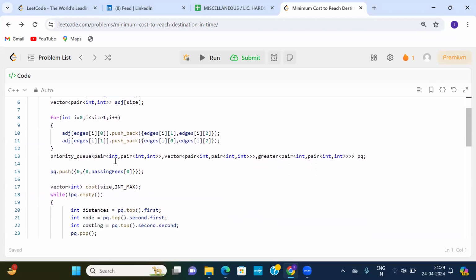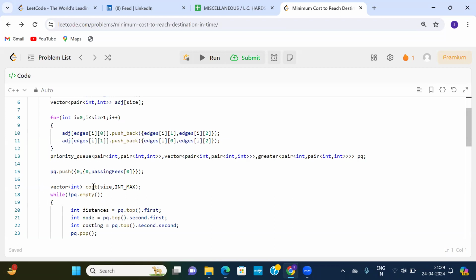In our min heap, we have maintained pairs. The main pair is where we are going to store three things in our priority queue. The very first thing is going to be the time which is taken. The second one is going to be the city, at which city we are located at present. And the third one is going to be the cost. So we are going to start from city 0, and initially, if we are starting from city 0, the time required is also 0 only. So we have passed 0.